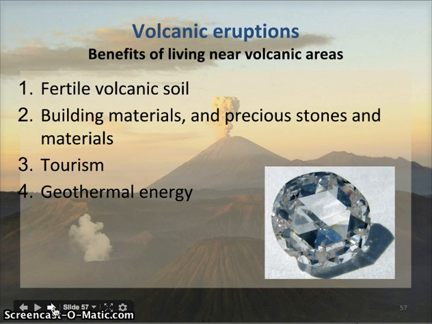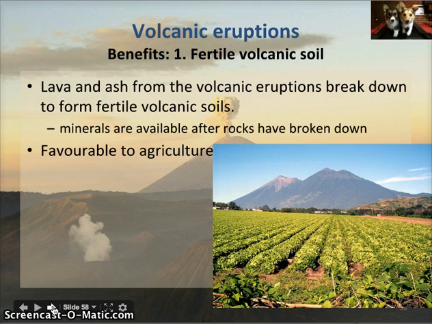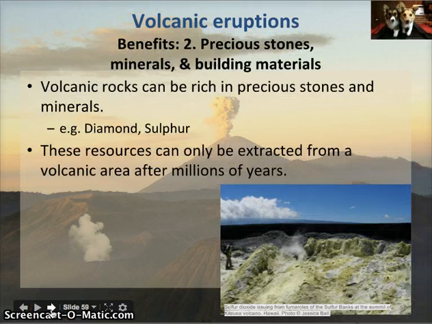Now, the benefits of living near volcanic areas are also quite multiple. Of course, we get fertile volcanic soil. Volcanic soil is fertile because it's new and fresh, but it requires time to break down. So these minerals are available after rocks have broken down, and this causes agriculture to flourish in that area, which is why Mount Merapi in Indonesia is flourishing. People have to run away when there are volcanic eruptions, but they run right back afterwards.